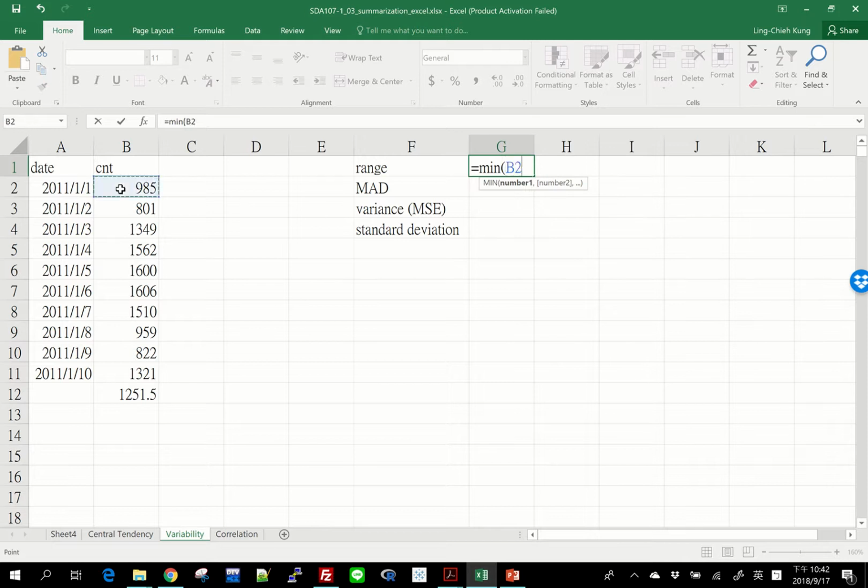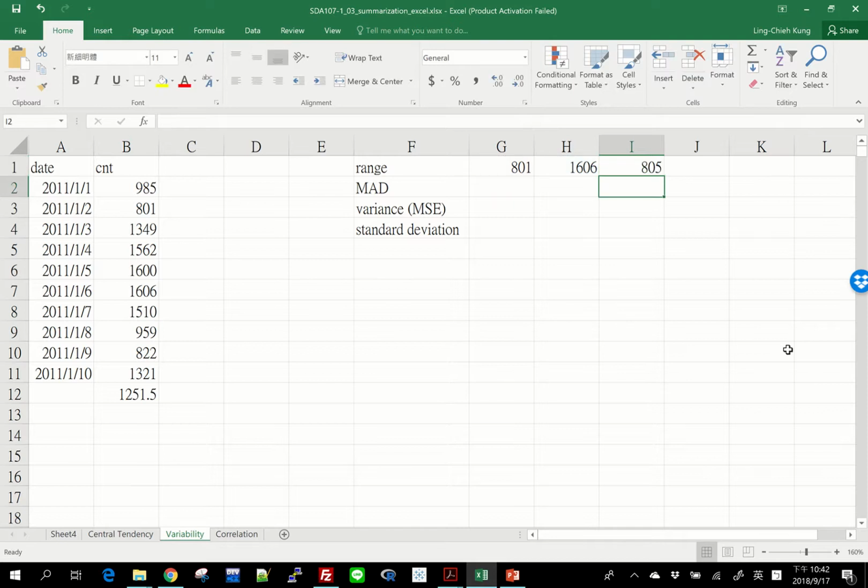So let's say I want to see what's the minimum value among the first 10 days of CNT. I'm going to get 801. So that's exactly the minimum value, right? For maximum value, that's the same thing. I can choose a range and get the maximum value. And then if I do a subtraction here, I get range. So that's range. For MAD, I need to calculate it by myself because in Excel there is no function called MAD or whatever. So let's very quickly do this.